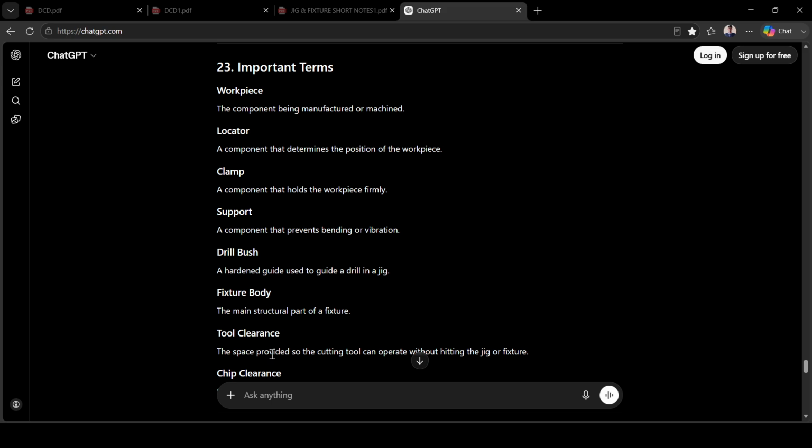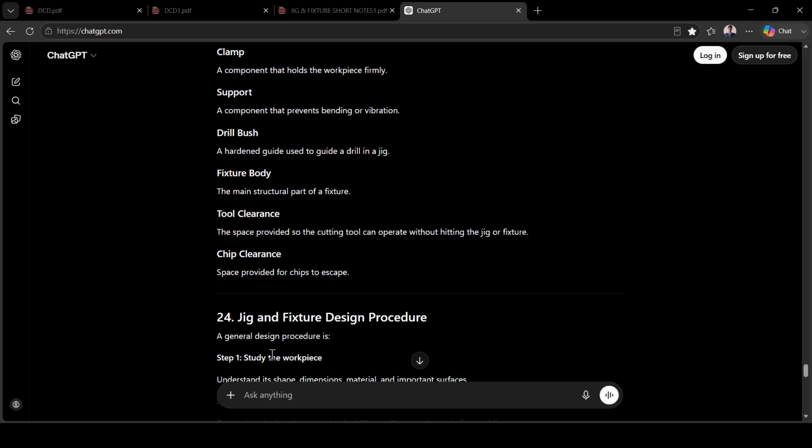Important terms. Workpiece: the component being manufactured or machined. Locator: the component that determines the position of the workpiece. Clamp: the component that holds the workpiece firmly. Support: a component that prevents bending or vibration. Drill bush: a hardened guide used to guide a drill in a jig. Fixture body: the main structural part of a fixture. Tool clearance: the space provided so that the cutting tool can operate without hitting the jig or fixture. Chip clearance: the space provided for chips to escape.